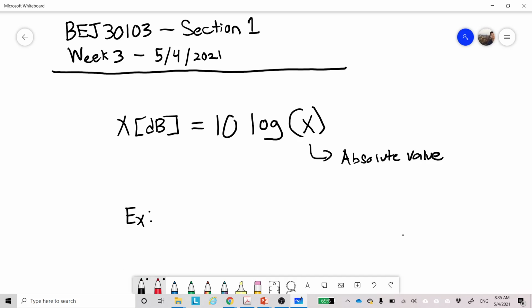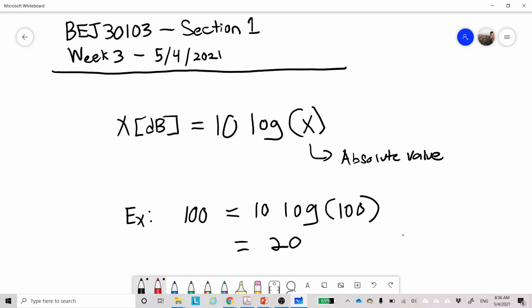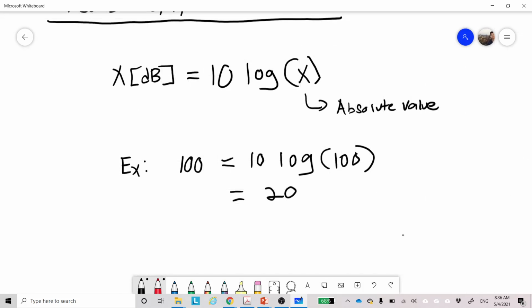Okay. For example, 100. If you want to change it into decibel, that means we need to do 10 log of 100. So this one you will get 20. You can try using a calculator. 10 log 100, you will get 20. So what's the value? The value in terms of decibel. Remember to write the unit dB. If you don't write the unit dB, that means your answer is wrong.